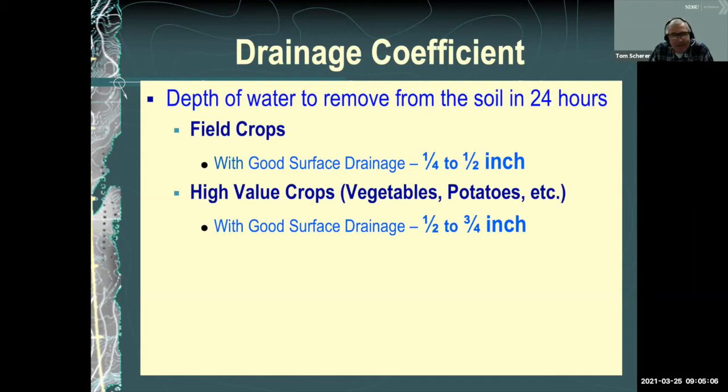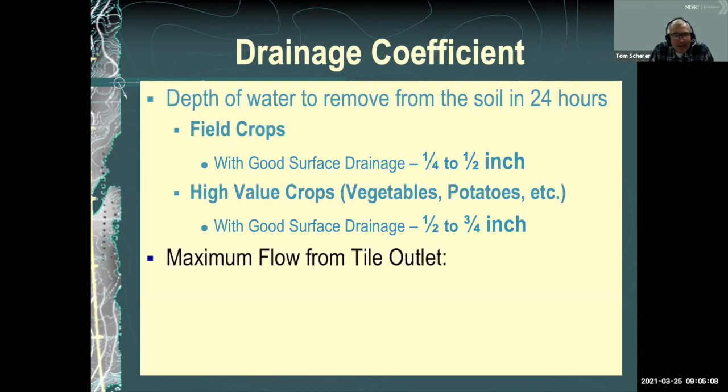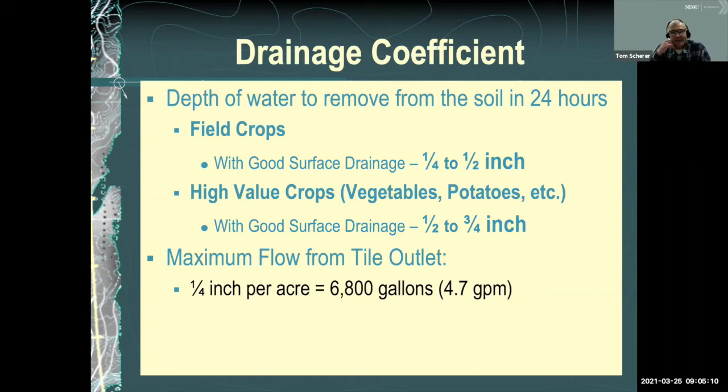So to give you some idea, the maximum flow from a tile outlet, if you designed at a quarter inch drainage coefficient, that would be a quarter inch per acre. That would remove, in a 24-hour period, if it was flowing at maximum capacity, about 6,800 gallons total, or about 4.7 gallons per minute per acre. So if you had 100 acres, you could expect that the flow coming out would be about 470 gallons a minute.